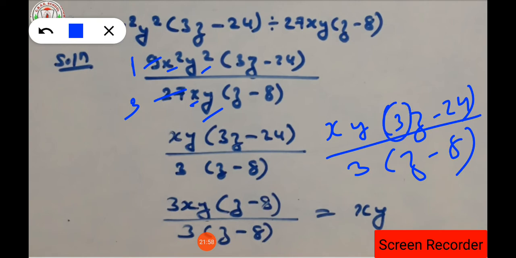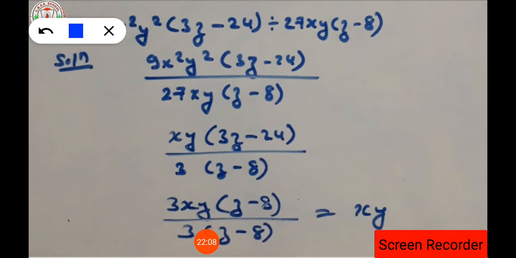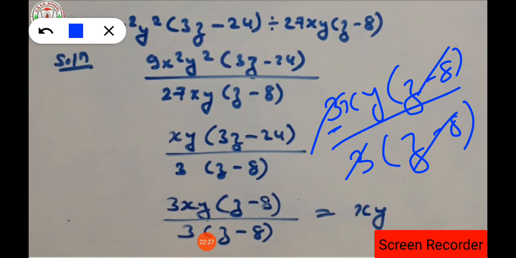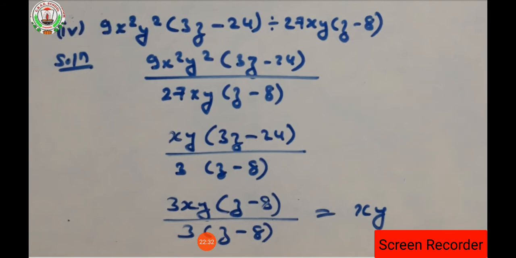Now this 3 is taken from both the terms, because 3 into 8 is 24. So 3 is taken common. If we take 3 as common, z minus 8 is left inside the bracket, isn't it? 3 into (z minus 8). So z minus 8 from the numerator and denominator is the same, it will get cancelled. What is the answer left out? That is xy. So students, you will think, teacher, how are we going to take common?